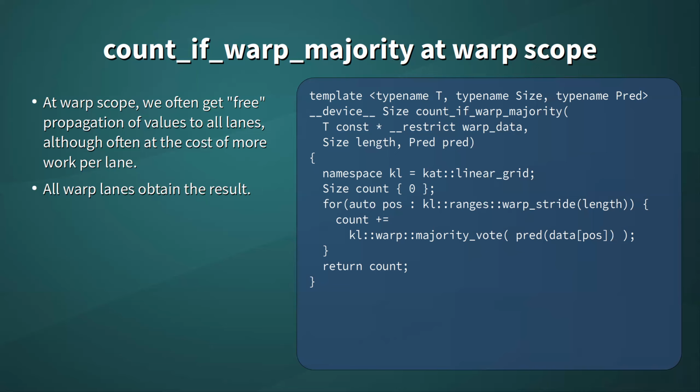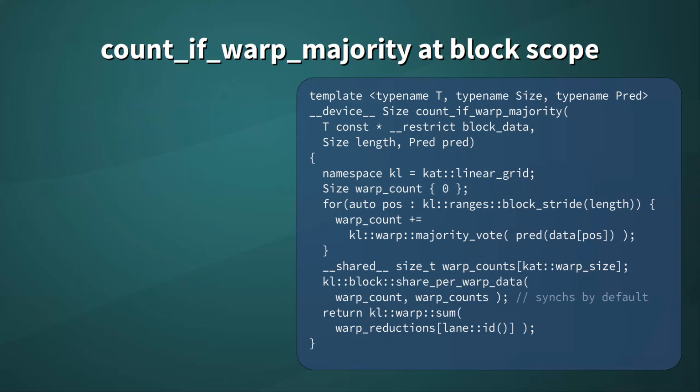Now let's proceed to the case of when we know that the entire block can collaborate on computing this count if warp majority. So now we are at block scope. The name of the function is the same. The parameters are basically the same. We have our data, our length, and our predicate.